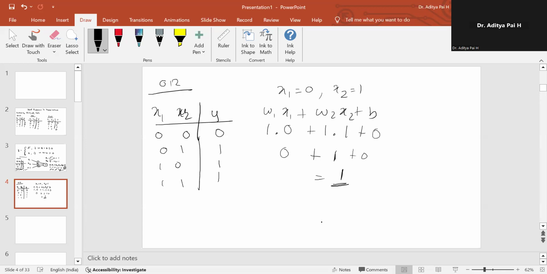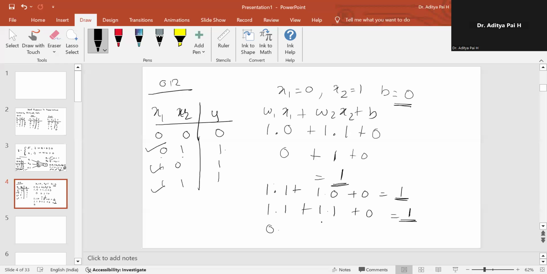So if you are taking b as 0 here and you are applying it, what you'll get is that the output is 1. So that is what you can see here, the output is true. So 0 and 1 is 1. Same way, if you are applying x1 as 1 and x2 as 0, it is 1 into 1 plus 1 into 0 plus 0, which is again equal to 1 only. Same way, 1 into 1 plus 1 into 1 plus 0 is again 1.